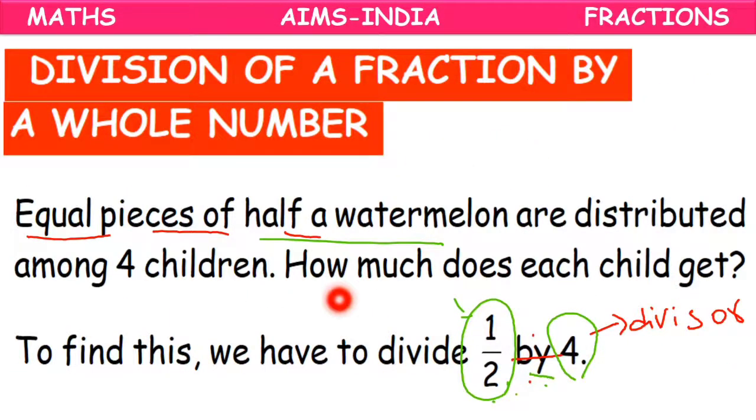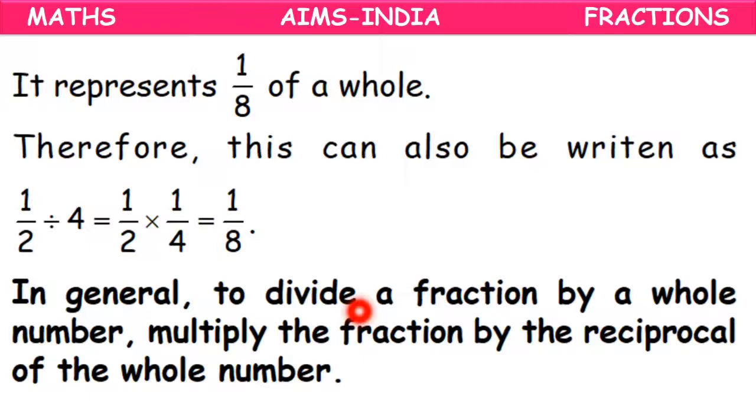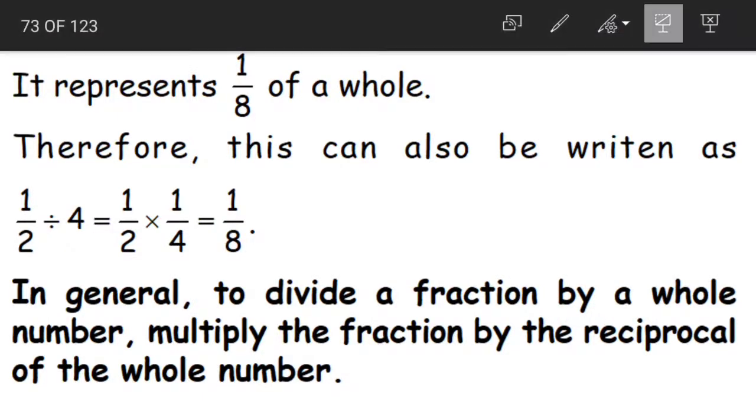But what was our actual question? We had to divide 1 by 2 by 4. 1 by 2 divided by 4. Now how do we divide this here? See, in general, to divide a fraction by a whole number, multiply the fraction by the reciprocal of the whole number. What do we have here? 1 by 2 divided by 4.